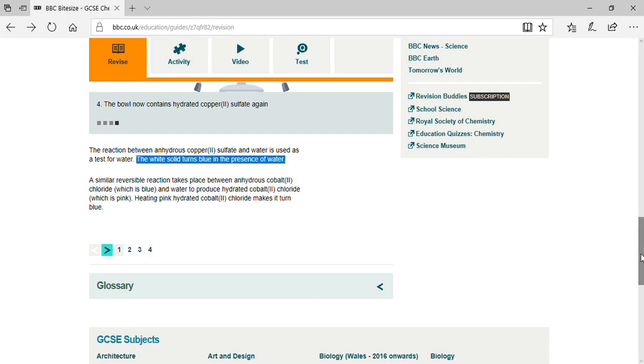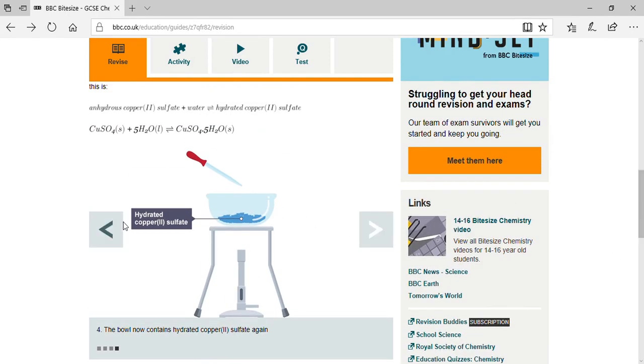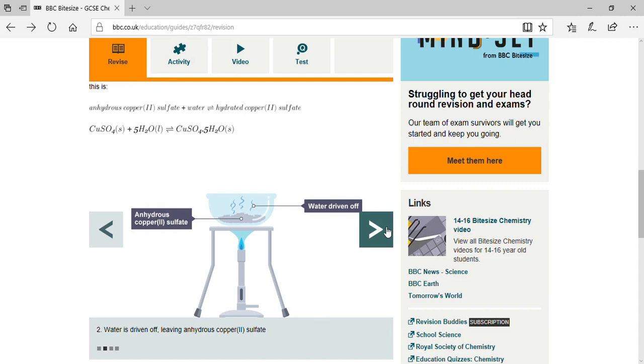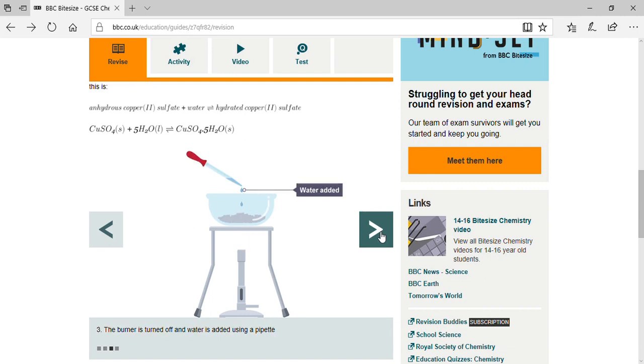Yes, you can see over there. Wait, I can show you one thing. Just see this slide again. Firstly, hydrated copper sulfate will be blue in color. When you heat with the help of the Bunsen burner, all the water will be driven off. Then when all the water is driven off, the color of anhydrous copper sulfate will be white, okay? But again, when you add a few drops of water over there, the anhydrous copper sulfate, which is white in color, will again convert into blue copper sulfate. Okay, like this. Clear?